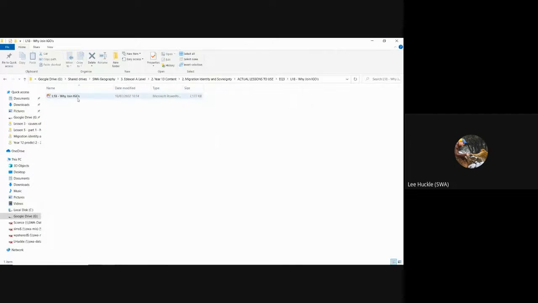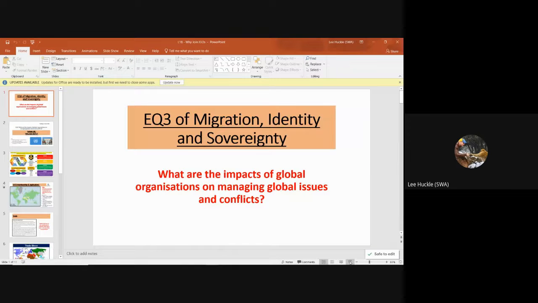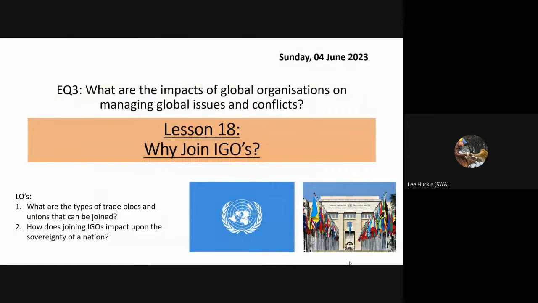Lesson 18 is called Why Join Intergovernmental Organisations? What's the whole point in nation states joining these? Two particular jobs here. What are the types of trade blocs and unions that can be joined? So trade blocs can be seen as IGOs. And how does joining IGOs impact upon the sovereignty of a nation?